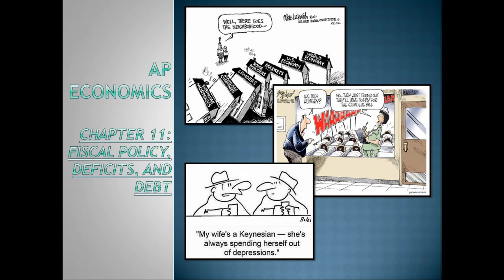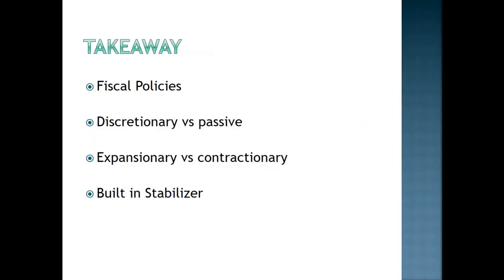Hi everybody, Mr. Farmer here, and today we're talking about fiscal policies with AP Macroeconomics. So fiscal policies are going to be the main overall thing, but then we're going to be talking about discretionary versus passive fiscal policies, expansionary versus contractionary, and then clarifying what built-in stabilizers are, which can go back to the passive fiscal policies.